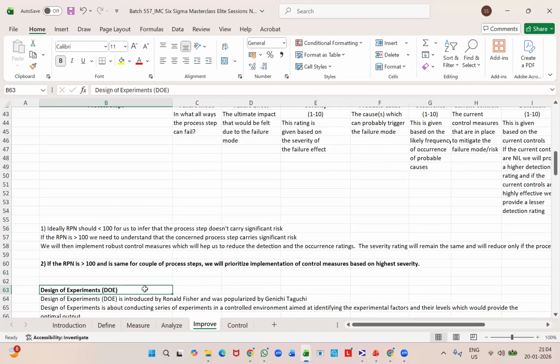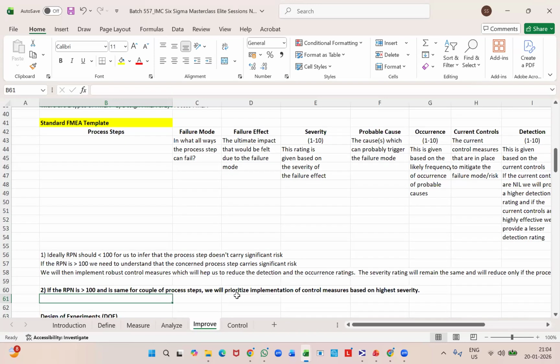Can I have a question, sir? Yeah, tell me. About the occurrence. So the occurrence is of the probable causes, not the failure? No, no. The probable causes are going to trigger this failure, right? What if there is more than one probable cause? We need to have a separate occurrence rating for each and every probable cause. So a particular risk can have multiple probable causes which can actually trigger it. In that case, we will have the occurrence provided in different rows.